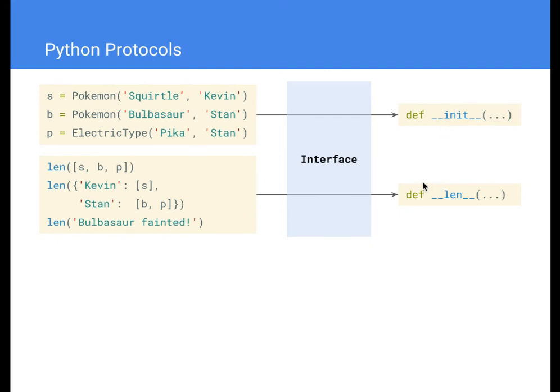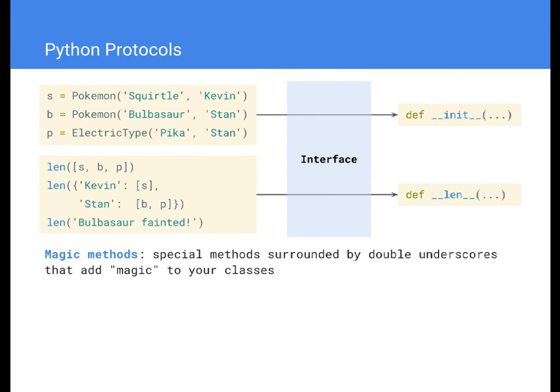Because interfaces basically just say that if I want this behavior, then I just need to define this function that works in a certain way. And we call these methods in particular magic methods. So whenever you see these two underscores in the front and the back, it means a magic method. These are special methods surrounded by double underscores that add magic to your classes. They have a pretty nice name too, magic methods.